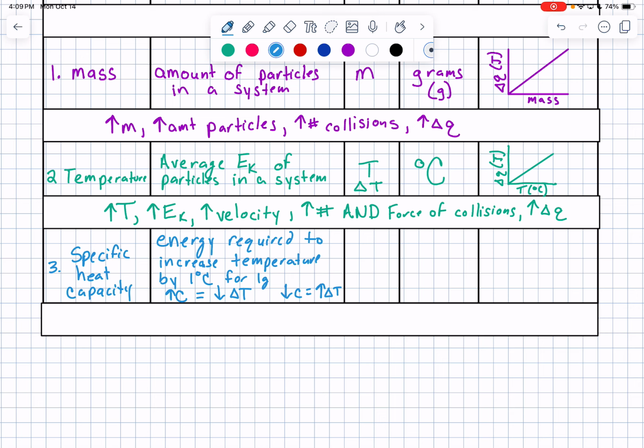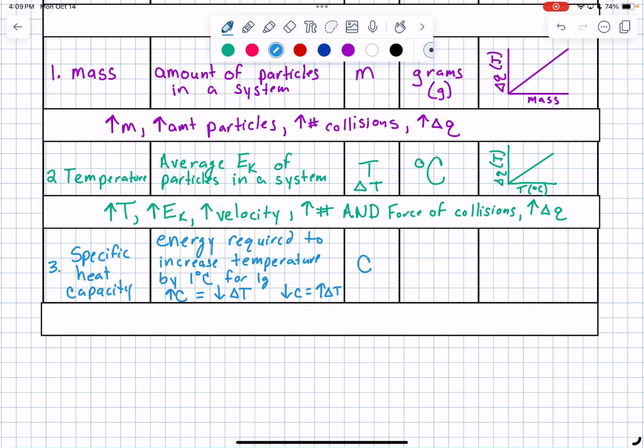As you can kind of already tell from here, my variable for specific heat is going to be a lowercase c. And my units are going to be joules, because it's the amount of energy to raise 1 gram of substance by 1 degree Celsius. So to simplify this a little bit, we just get rid of the 1. And so we say that it's joules over gram degree Celsius.